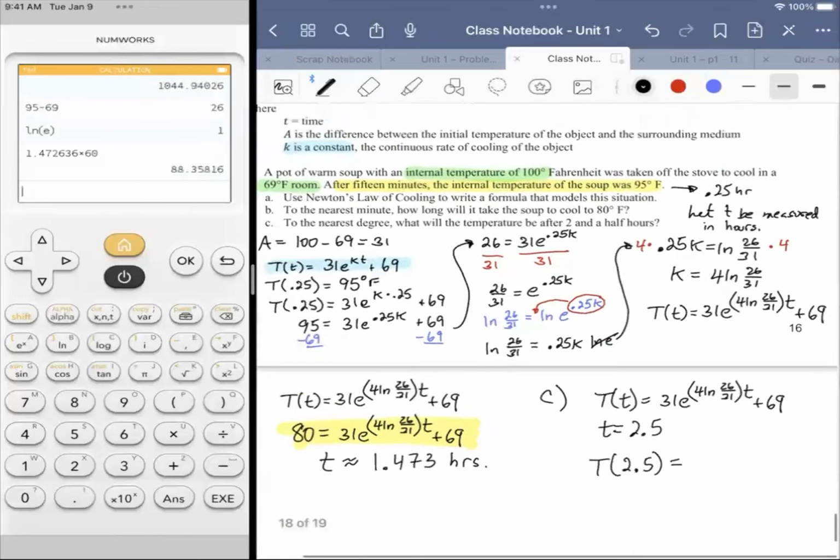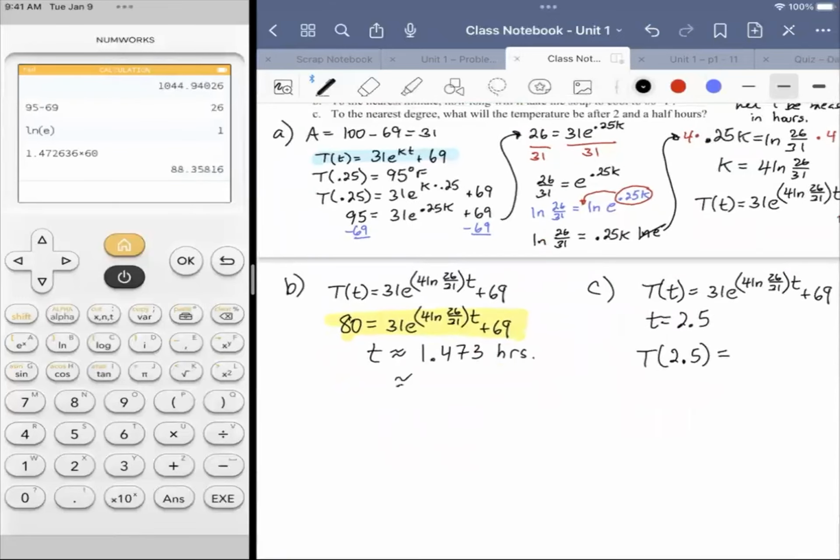And we have about 88.358 minutes. So it's going to take almost an hour and a half to get down to room temperature, which is probably reasonable. If you have some hot soup and you leave it out on the counter, you don't want it to be room temperature after like 10 minutes.